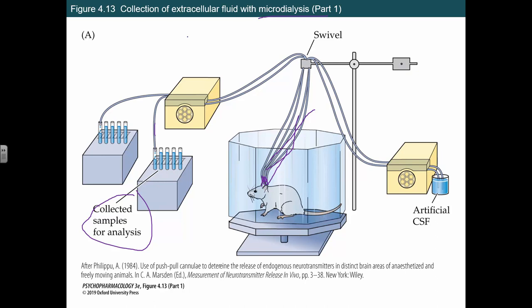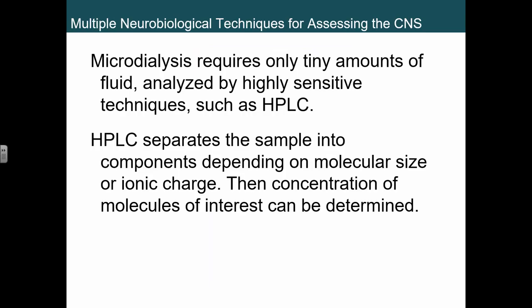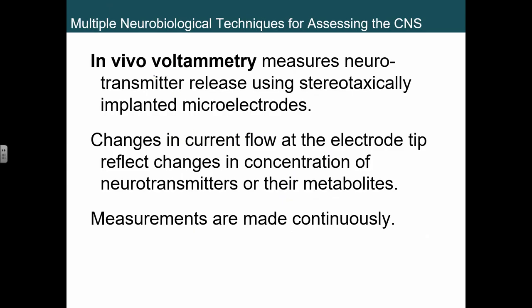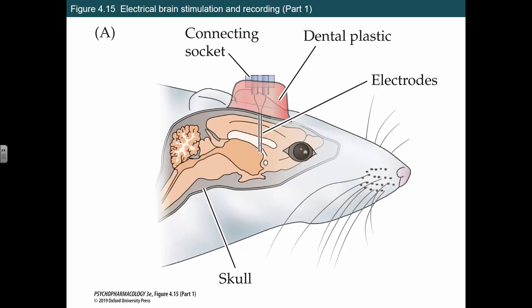There's another approach called fast cyclic voltammetry, which is a little different. All of these neurotransmitters have sort of a unique electrical signal, right? And you can measure the change in that electrical signal over time and see if there's an increase or decrease in release. That's pretty cool because you can do it real time. It's a little more complicated than microdialysis, but still pretty cool. Don't worry too much about how this works. There we're talking, that's voltammetry. Not a big deal. Already talked about that.